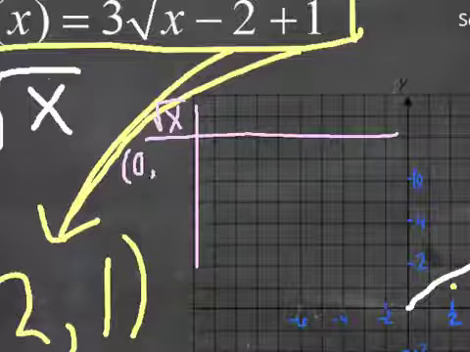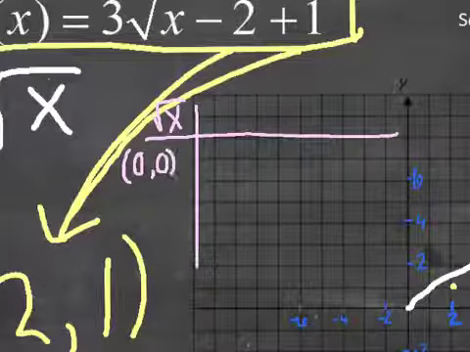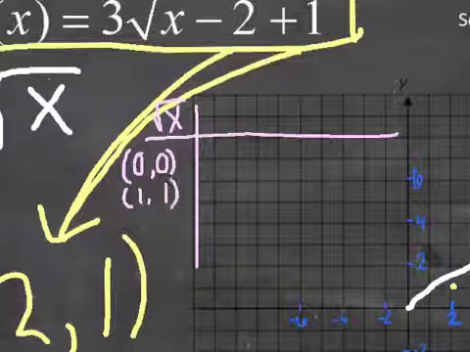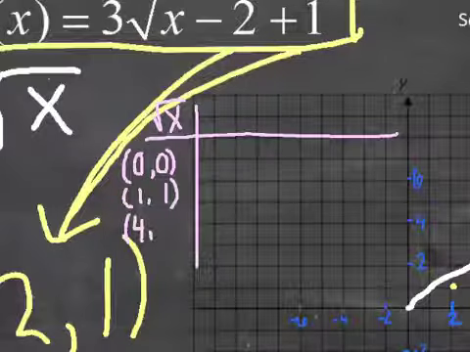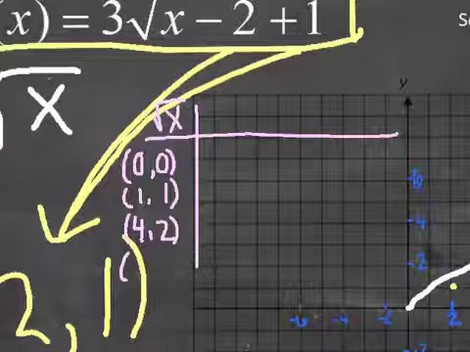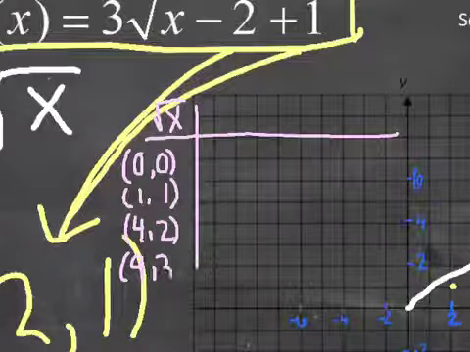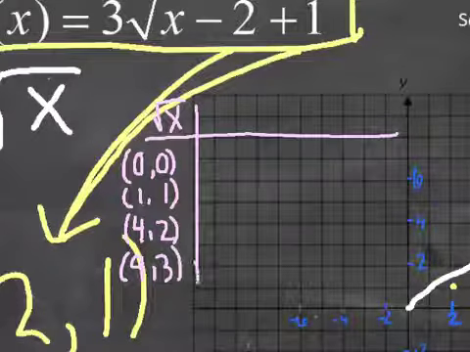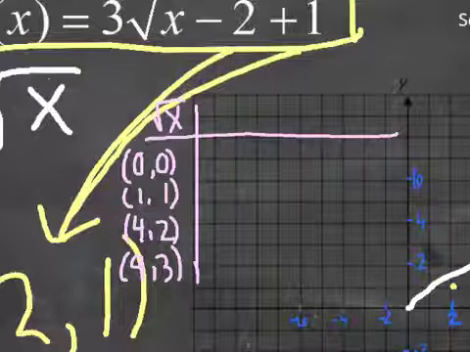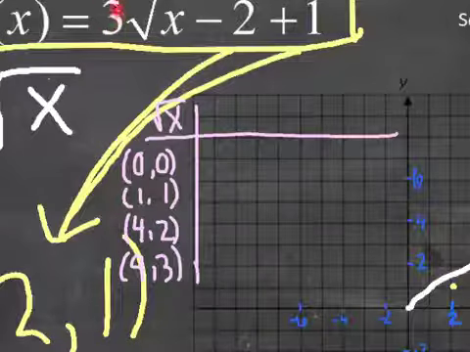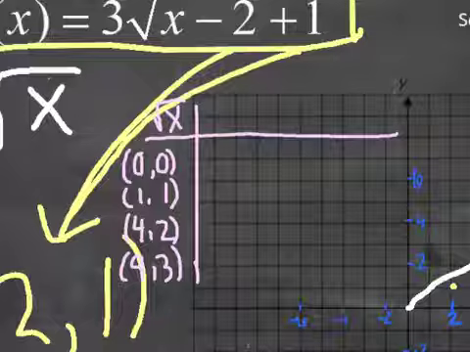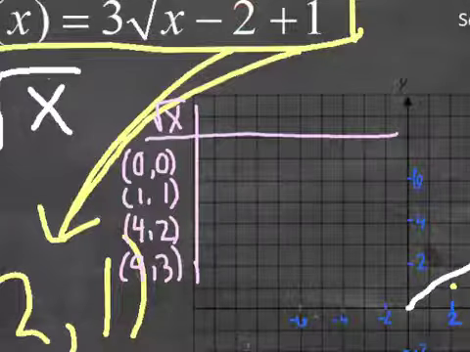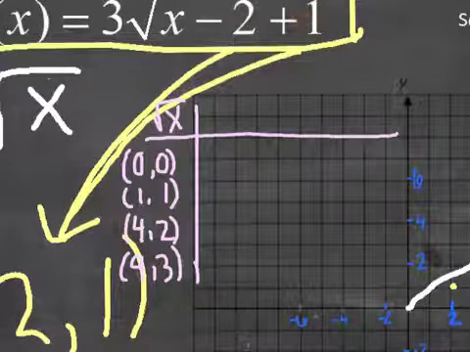So 0 and 0, 1 and 1, 4 and 2, and then we could have done maybe 9 and 3. And what you do with your coordinate chart is you take your values from up here, the A, K, D, and C. We don't have a K in this one, but we have an A, a D, and a C.